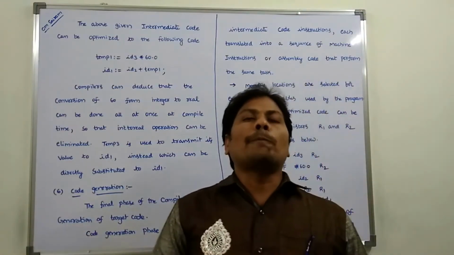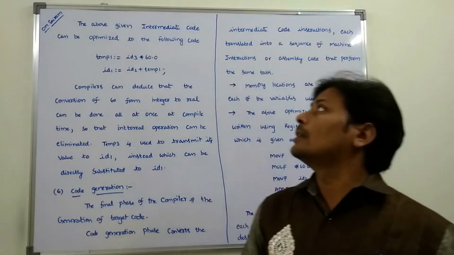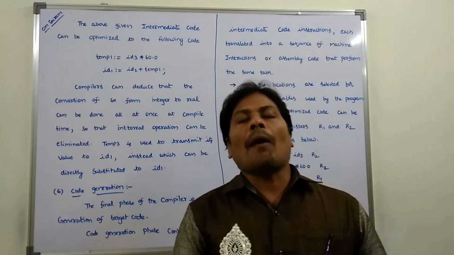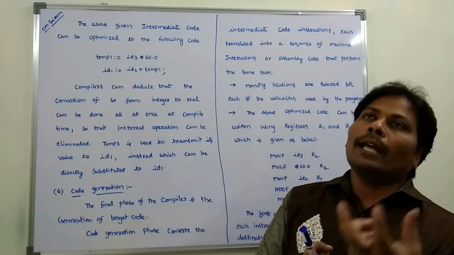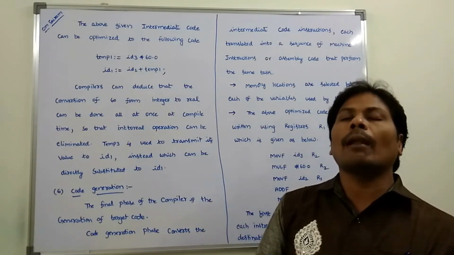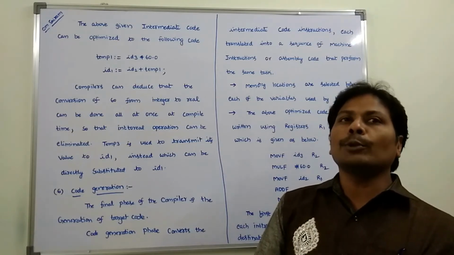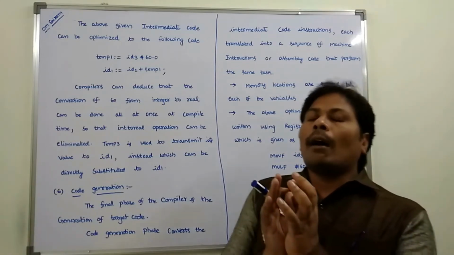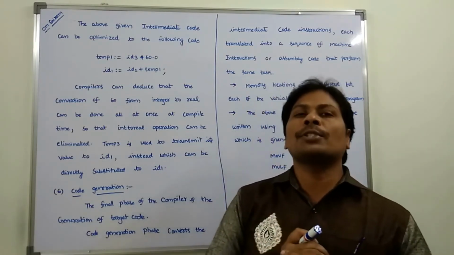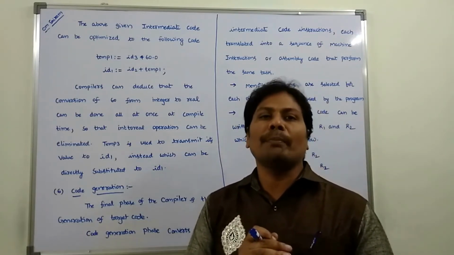Next, the above intermediate code representation can be optimized in these two statements. In the intermediate code representation, the first instruction is temp1 is equal to int2real of 60. The second instruction is temp2 is equal to id3 into temp1. Okay, here the conversion of integer 60 into int2real, that is 60.0, can be done all at once at compile time, so that instruction can be eliminated.